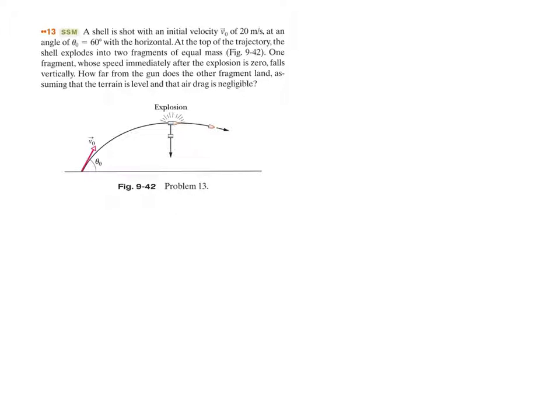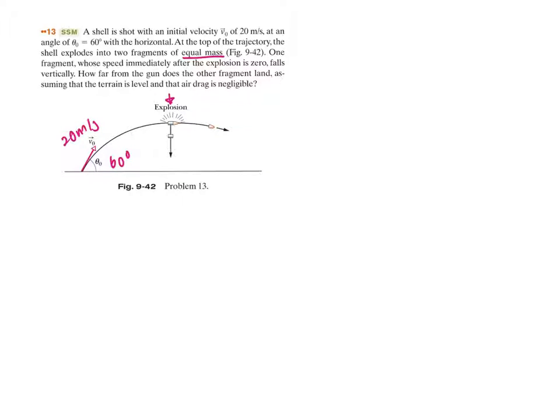A shell is shot with an initial velocity of 20 meters per second and an angle of 60 degrees with the horizontal. At the top of the trajectory, which is over here, the shell explodes into two fragments of equal mass. One fragment, whose speed immediately after the explosion is 0, so it's talking about the blue thing, falls vertically.